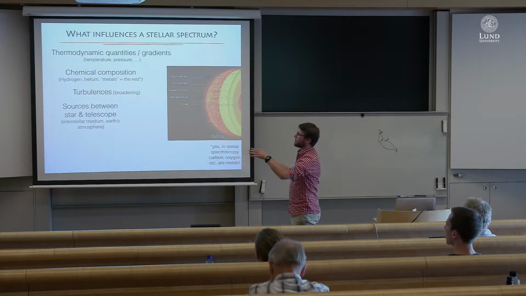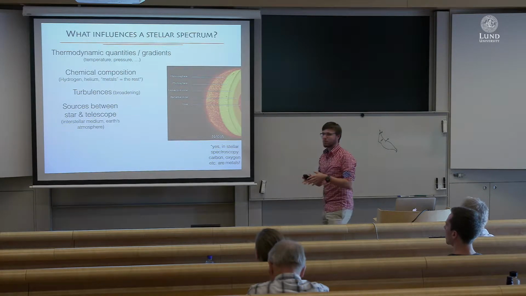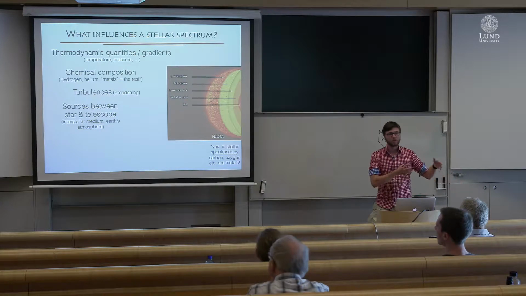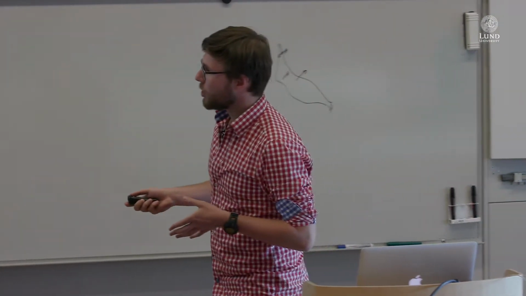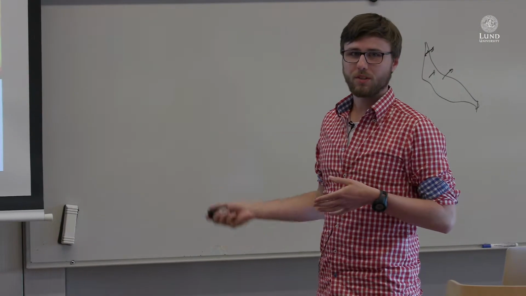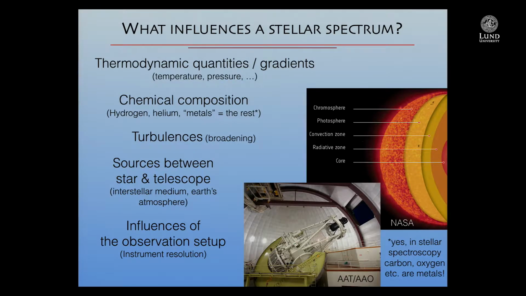You also have turbulences in the stars going on, and you have sources between the star and the telescope, some interstellar medium, dust, etc. And then also you have your telescope that you observe with. So the telescope that we're using is in Australia, on the other side from here. And you have some stuff like instrument resolution that actually influences the spectrum that you take.